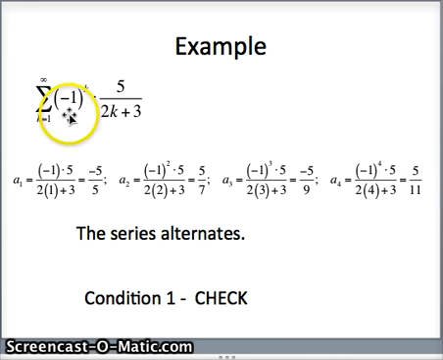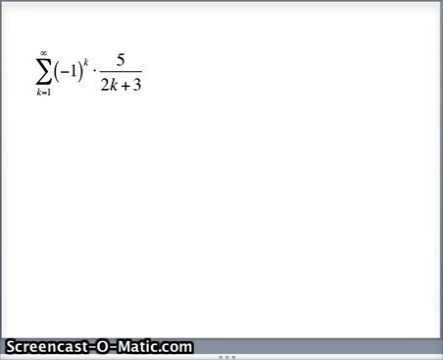But really, this (-1)^k or (-1)^(k+1) will tell us that the series is alternating. So that's our first condition. What else do we need to look at? We need to show that when we strip off the sign flasher, when we look at the absolute value, the limit of that absolute value is 0. And then we've got to show that the next term is smaller than the previous term. Those are the other two conditions that we have.